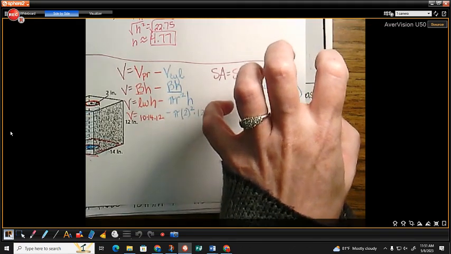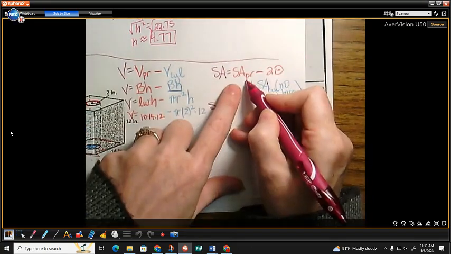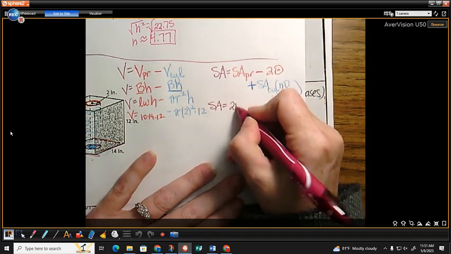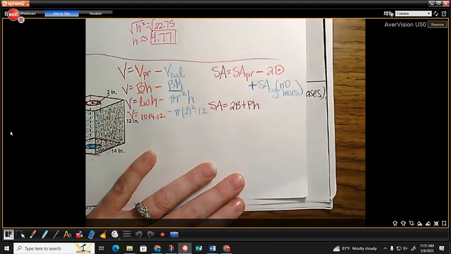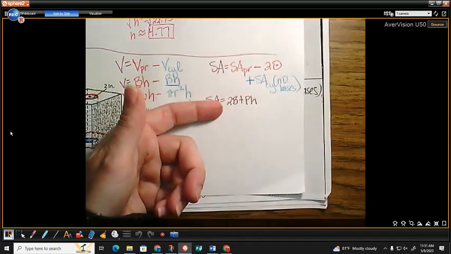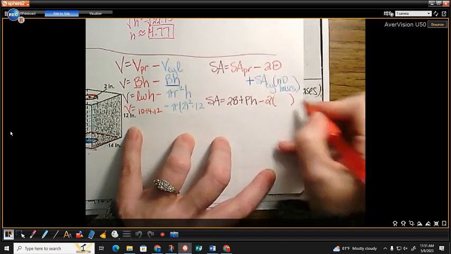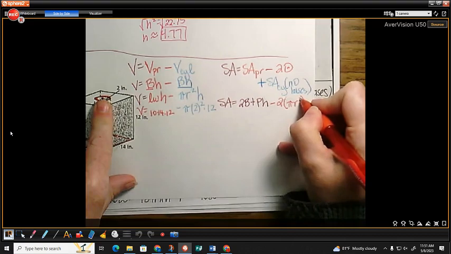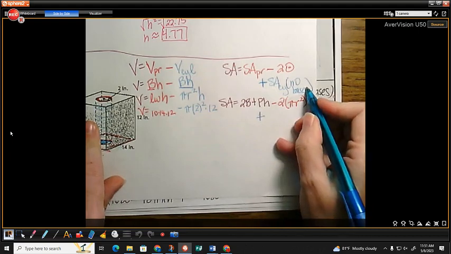So wait, would you just like subtract the... So let's figure it out. So if I'm doing the surface area of a prism, what formula is that? 2 bases plus perimeter times height? Is that my surface area of a prism formula? Yes. Then I need to take away 2 circles. What is the formula for my circle areas? Pi r squared. Then I need this surface area of a cylinder that doesn't have bases.